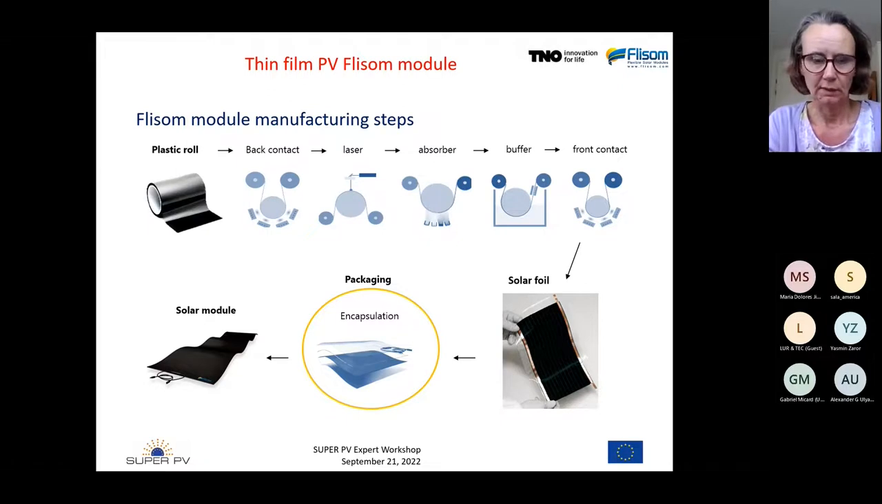And it makes, in the end, a very flexible light solar foil on the bottom right. This foil needs to be packaged in order to survive the outside world. And after this encapsulation process, as we call it, where on top and on the bottom protective foils are laminated, this foil becomes a module.